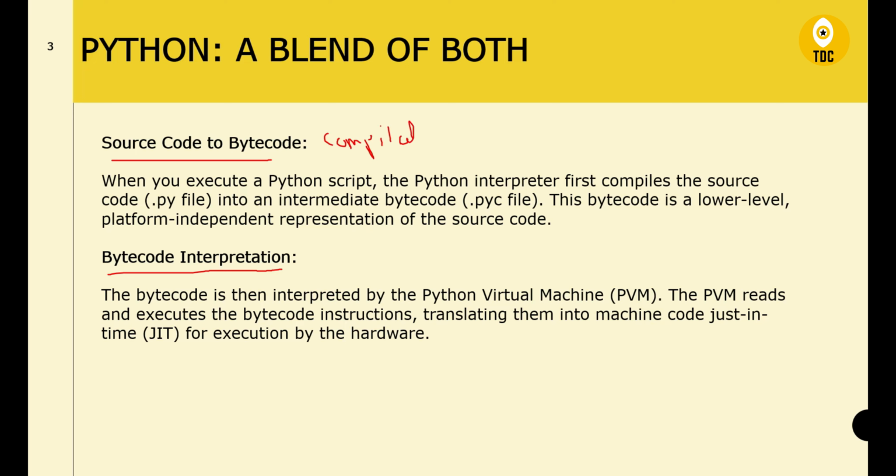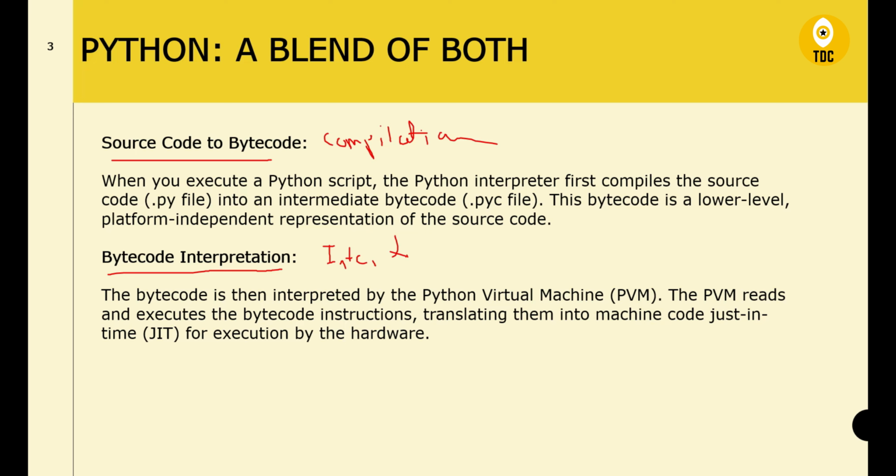It is doing a compilation using its own compiler. And when it does the bytecode interpretation, after compilation it will generate a bytecode, and during the interpretation of the bytecode it uses interpretation, right? So that's what Python is doing as a blend of both.